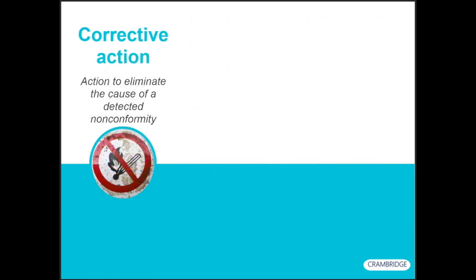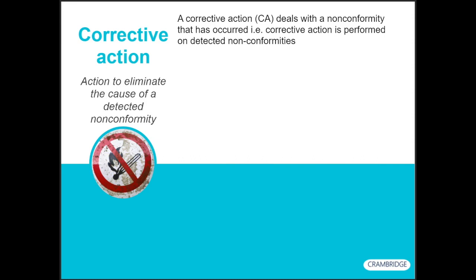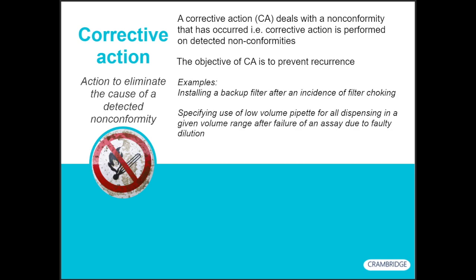A corrective action deals with a nonconformity that has occurred. In other words, there are real defects that exist and action must be taken to stop them from ever happening again in the future. The objective of corrective action is to prevent recurrence and thus to provide a long-term or permanent fix to the problem.